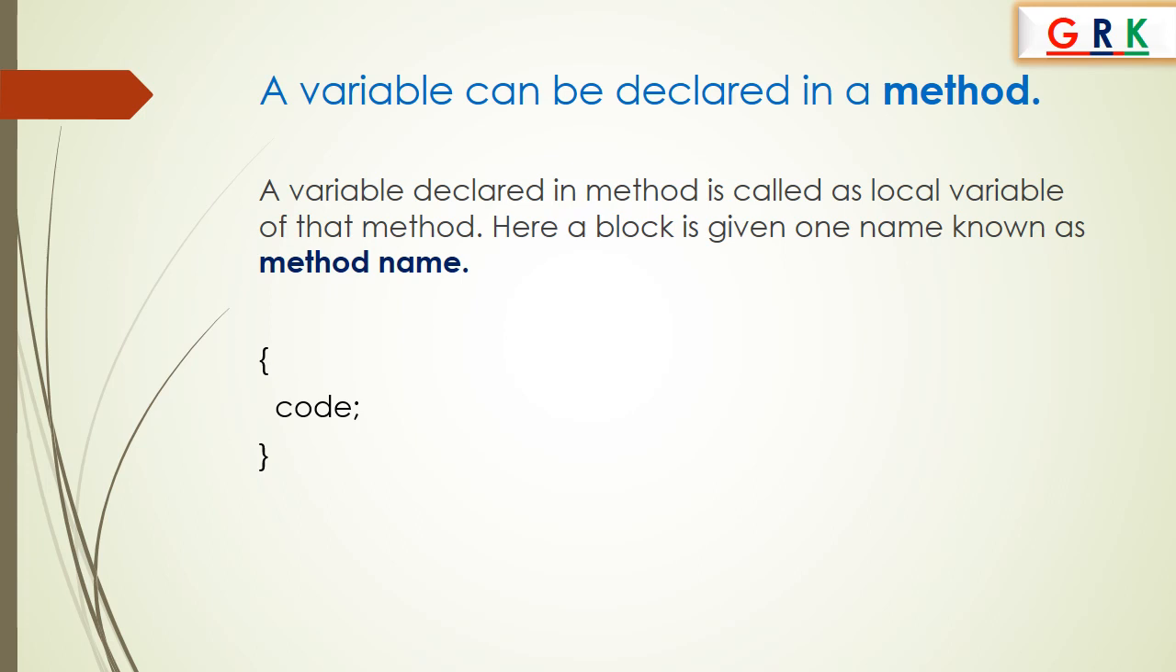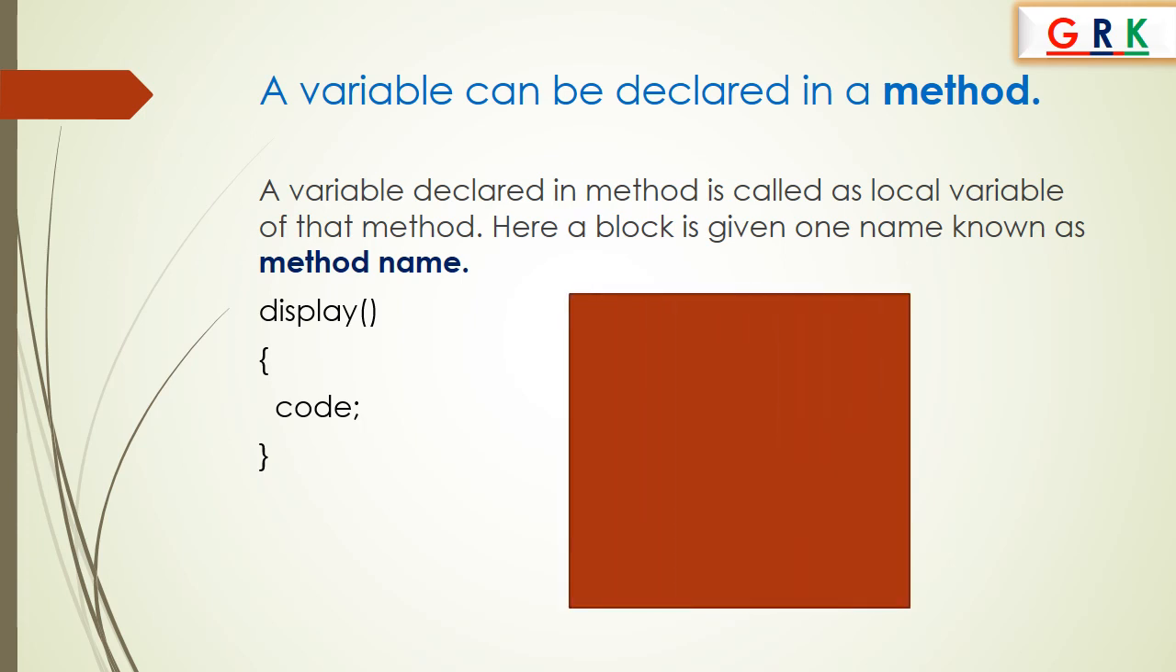This is similar to the first case, but in this second case, the block is created in the same way, but it is given some name. Here I am giving that name as display. This display is called a method name. In this method, we can declare variables. Let us see one example. Here I am taking the same Demo class, and in the Demo class I am taking one method, the display method.